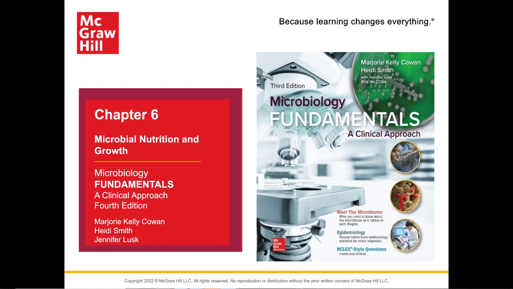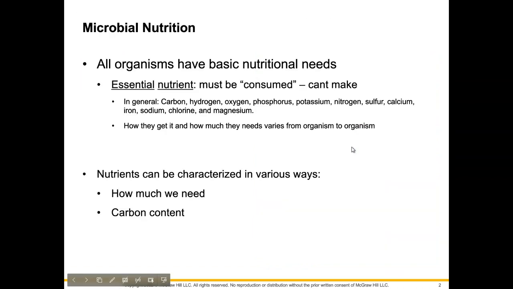Today we're going to be discussing chapter 6, which reviews microbial nutrition and growth. So all organisms have to have some kind of basic nutritional needs, just like even you and I do. We have to consume food to meet our nutritional requirements. Well, microbes are the same. They also have to have some kind of essential nutrients that they have to consume. And as a matter of fact, that is the definition of our essential nutrients. They're things that must be consumed because we cannot make them.